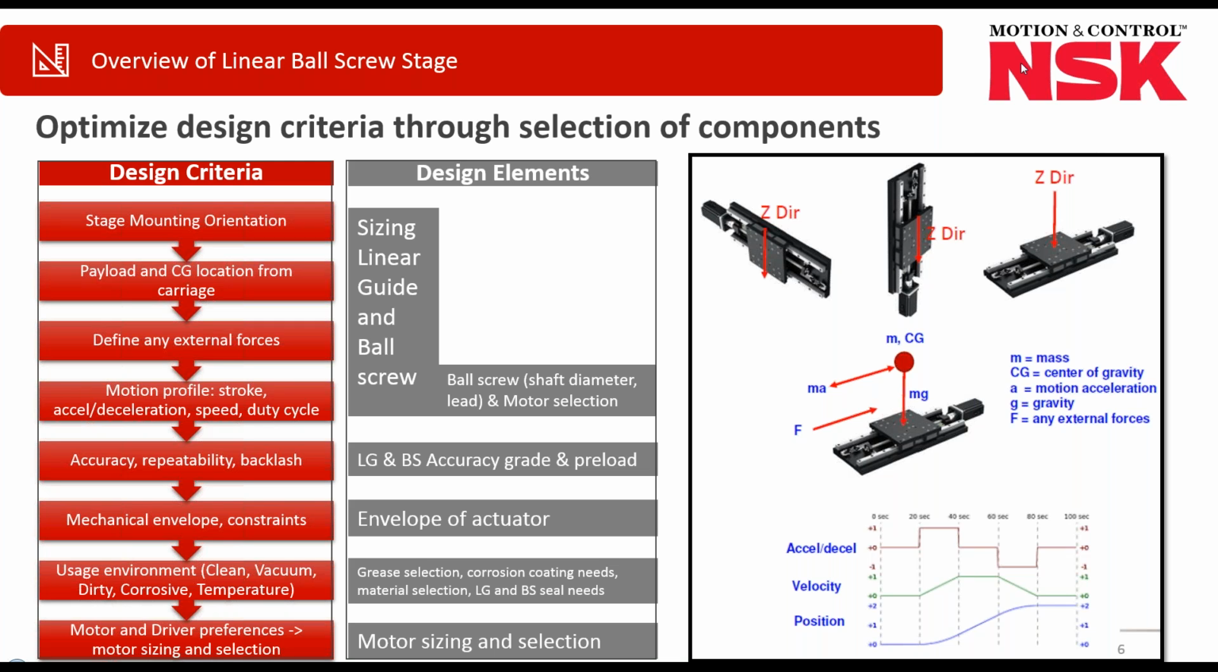And then for our products, the linear products, we need to decide what kind of grease we use in it based on the environment, and any kinds of special materials or corrosion coatings we need to combat the environment that we're using the stage in. And then, of course, the motor sizing selection. So these are the basic elements that we look for when we look at designing a stage.